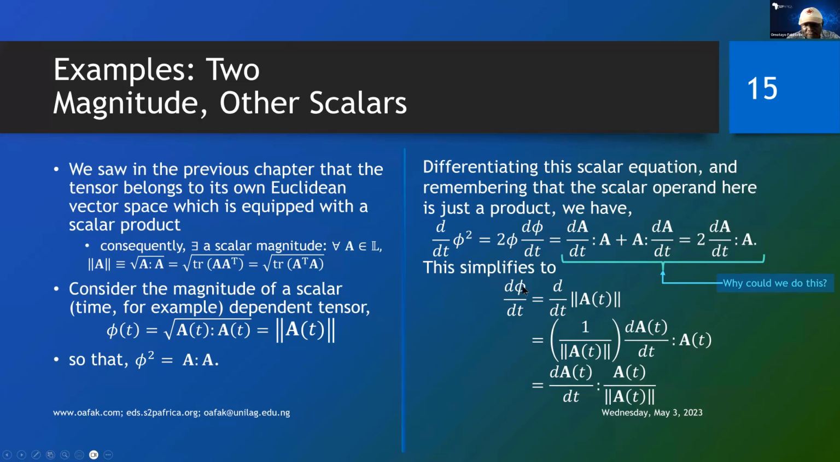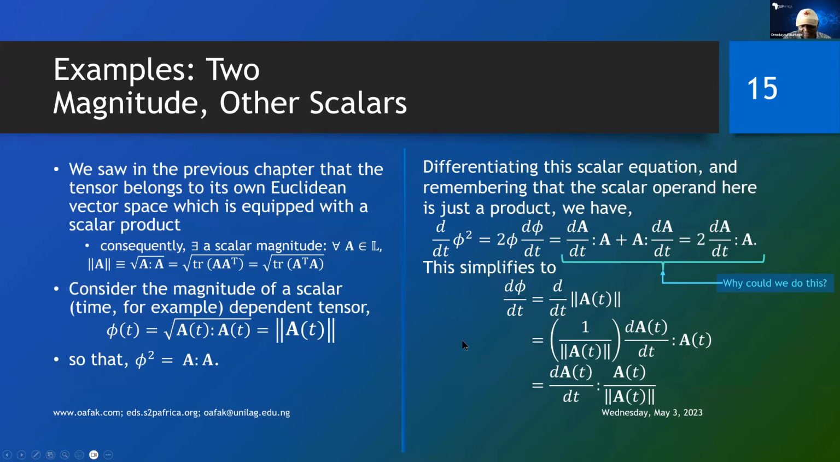Therefore, the d phi dt itself is d dt of the magnitude of A, and is equal to, how do we get this next quantity here? It is equal to 1 over the magnitude of A times dA dt with A. How do you do that?